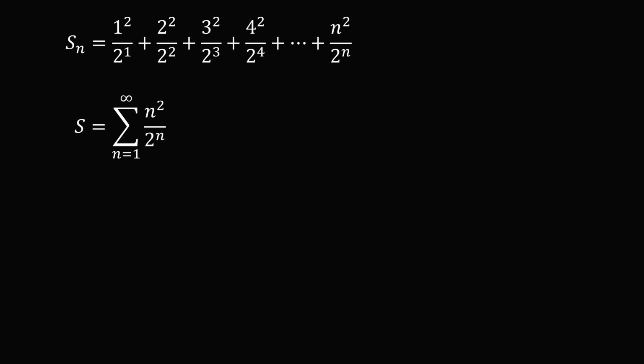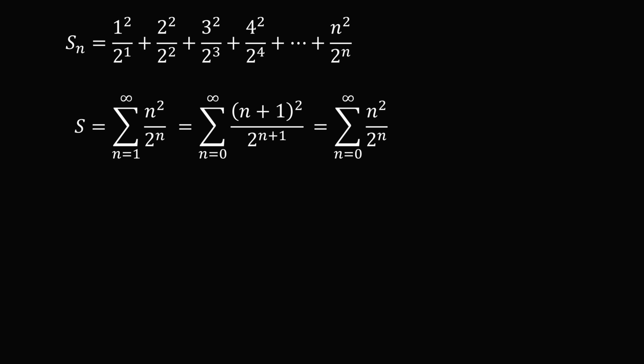Now we can re-index this, going from n equals 0, if we have (n plus 1) squared over 2 to the power of n plus 1. Now since n equals 0 will be a term that's equal to 0, we can also re-index this from n equals 0 to infinity of n squared over 2 to the power of n. These are all just different ways of writing the same sum.